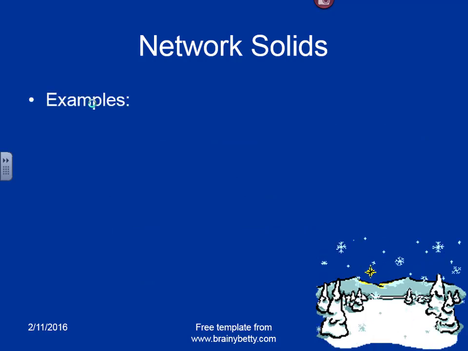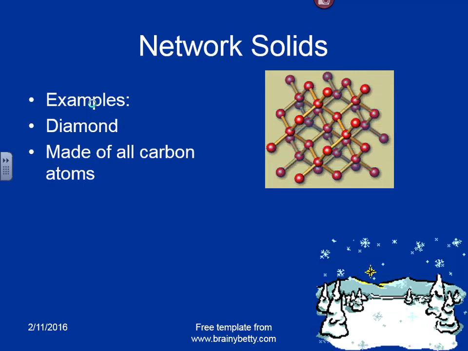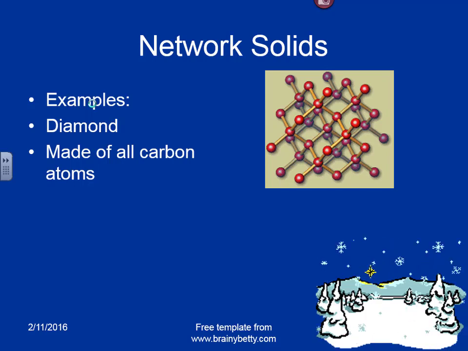Which leads us to our two examples. The first one is diamond. Diamond is made of all carbon atoms. So diamonds are elements. They're also molecules. You don't have to draw this picture. I just put it up here so you could see what the structure of diamonds look like. Every one of those red atoms in there is supposed to be a carbon. All carbons make 4 bonds. So you bond to 4 other carbons in a particular structure and you get a diamond.